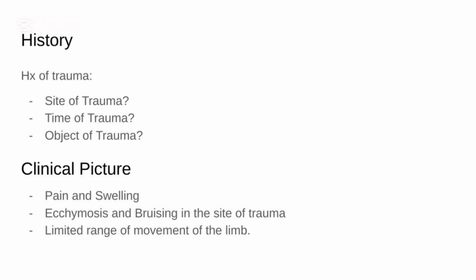The clinical picture, as usual, we've got pain, swelling, ecchymosis or bruising at the site of trauma, and if there are fractures, we might suspect that the limb is fractured through the limited range of motion. Because when a limb is fractured, or when any bone in the body is fractured, the muscle around the bone goes into spasm mode, becomes very spastic, and therefore the joints can't move or hardly move, either through active motion or passive motion.